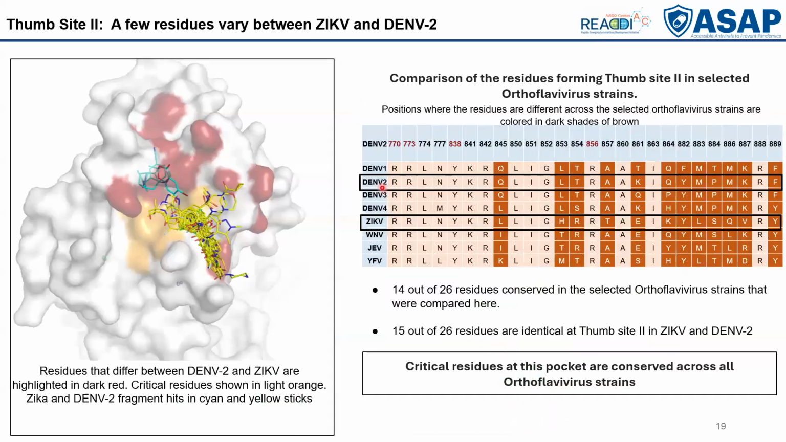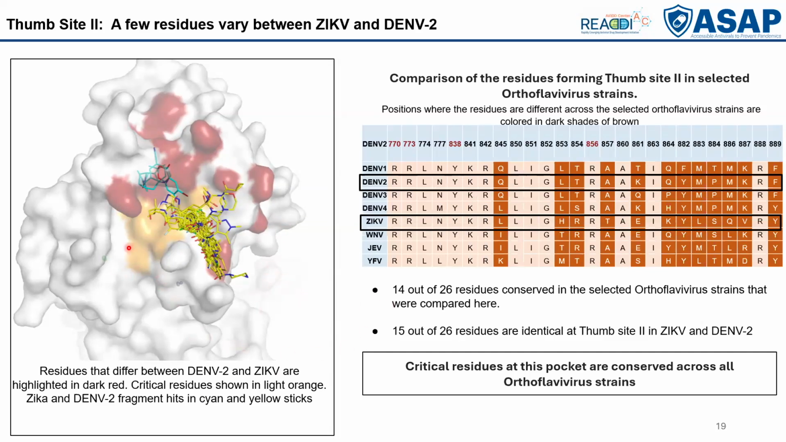Again, we compared the residues forming this pocket across the selected orthoflavivirus strains, and we found that unlike the other two sites I mentioned, this site is not very conserved. Only 15 out of the 26 residues are identical between dengue and Zika. The residues that differ between dengue and Zika are shown in red patches here.